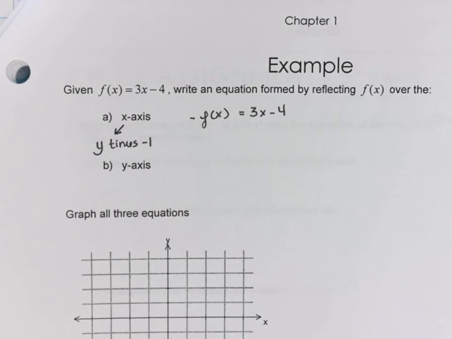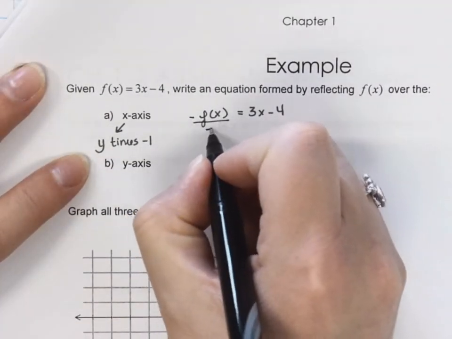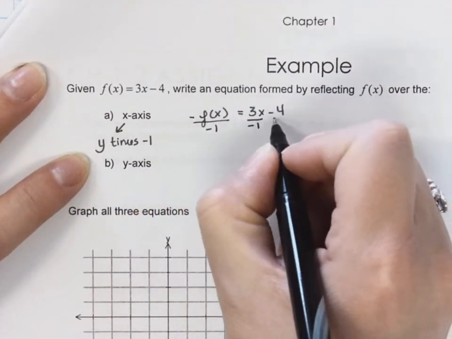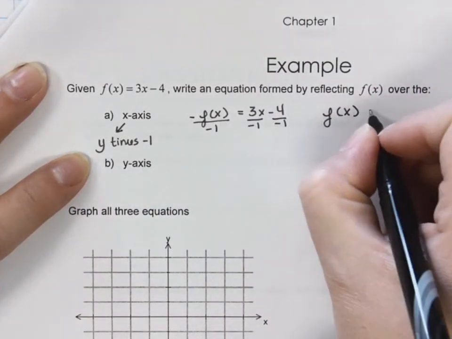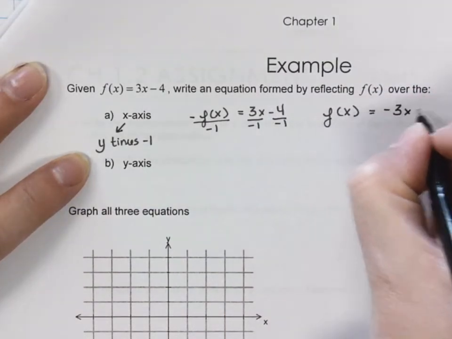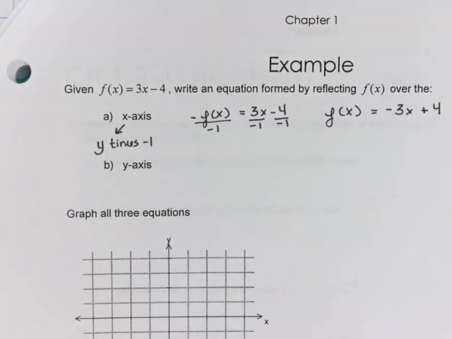Would I ever leave an equation like that? Would I ever leave an equation with a negative y? No. So what am I going to do? I'm going to divide this side by -1 and divide everything on this side by -1. So this is going to be a positive f of x equals a negative 3x plus 4. Make sense? Clear as mud?